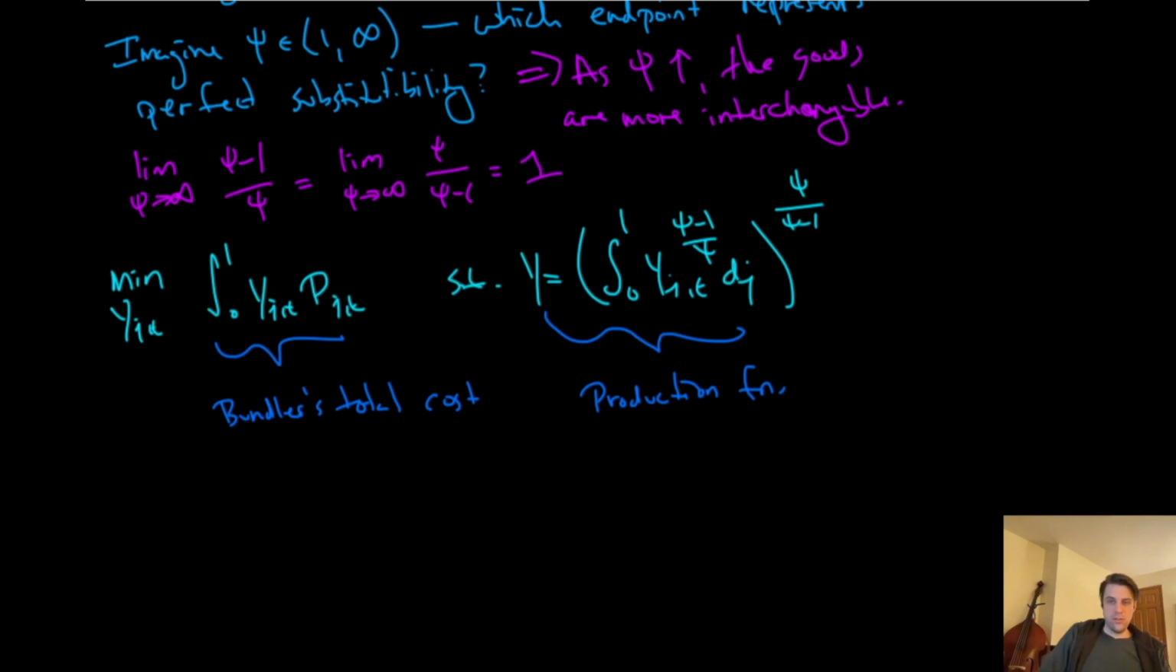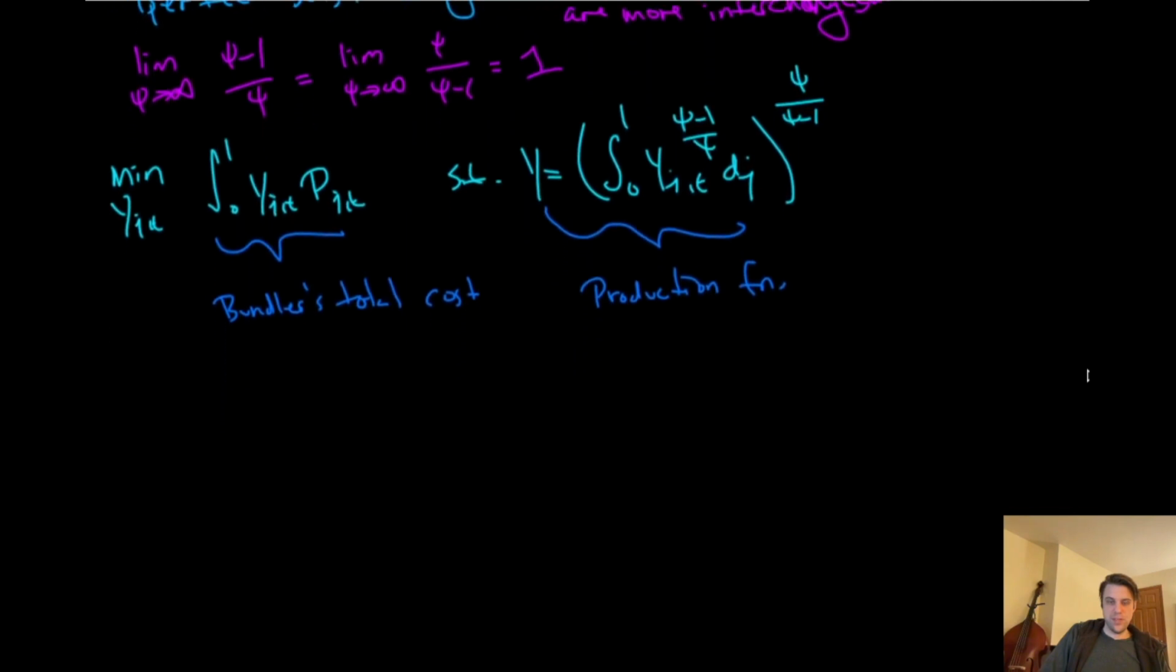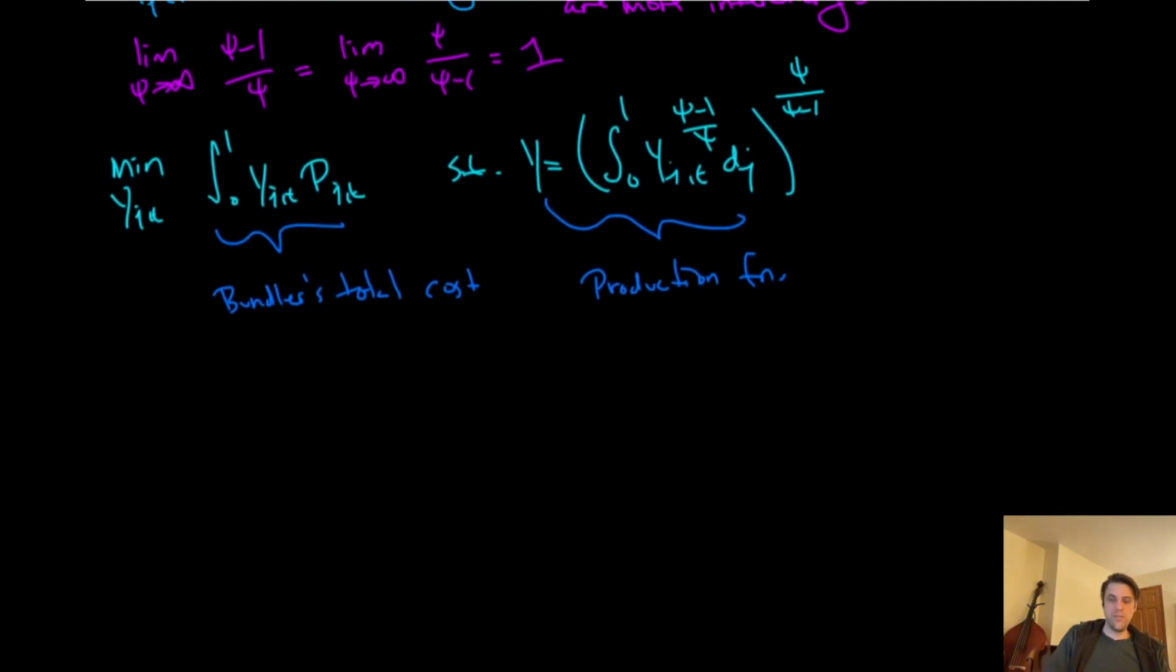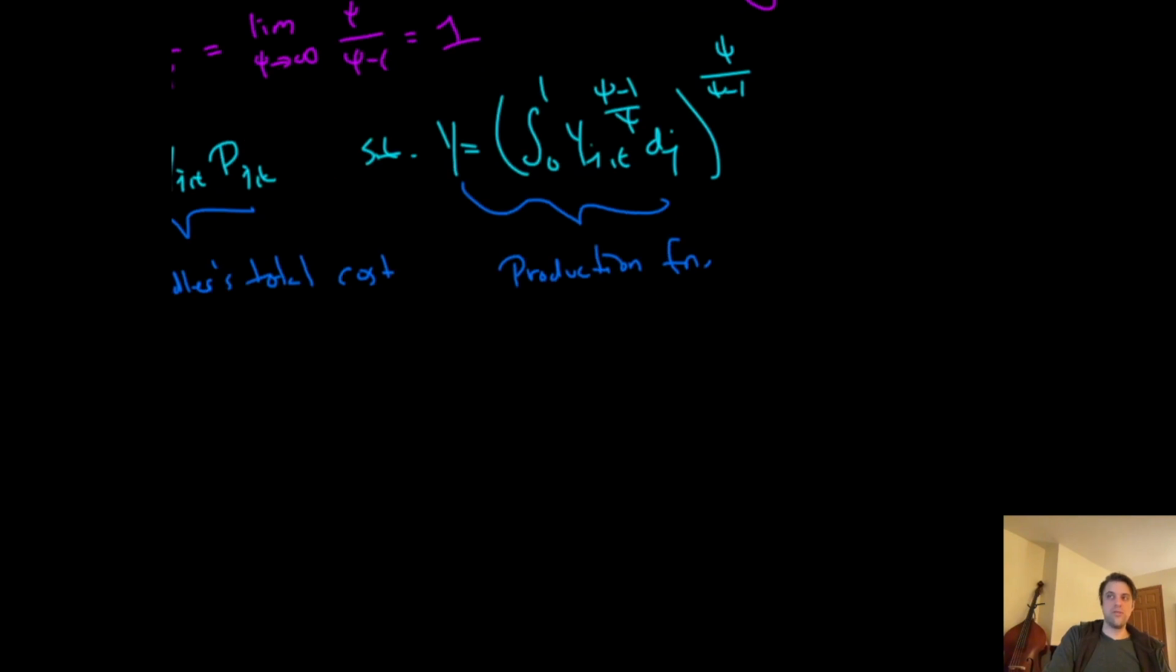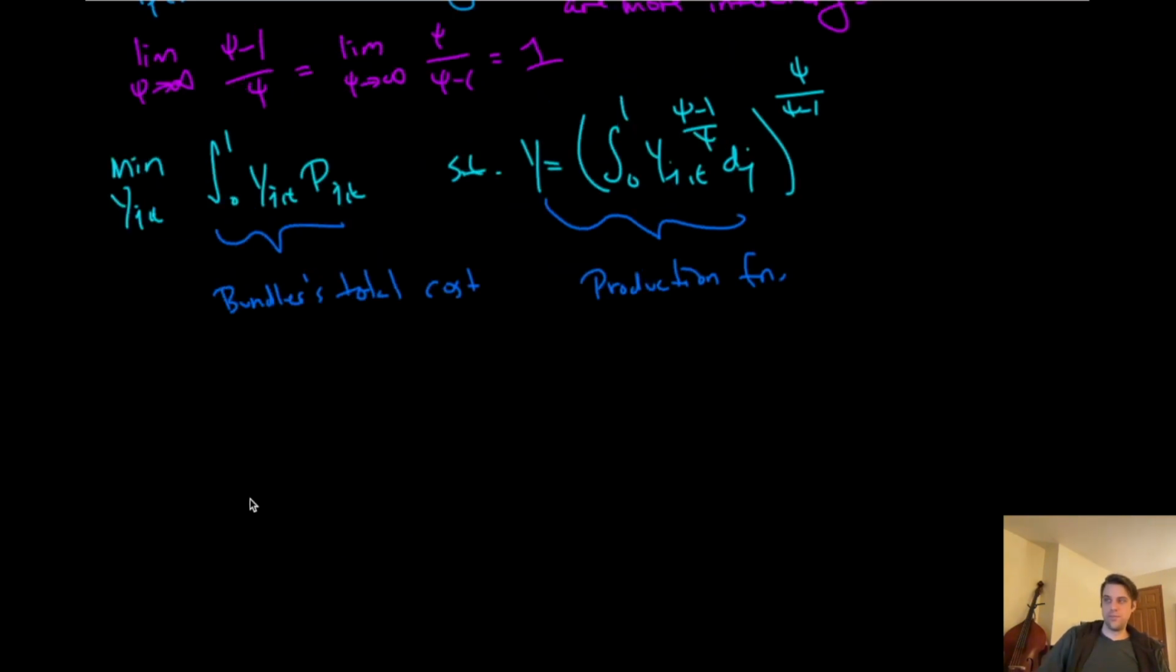So your job now is to pause and to form a Lagrangian. Because that's all we're going to do is we're going to form a Lagrangian. And then we're going to get a first order condition for yjt.